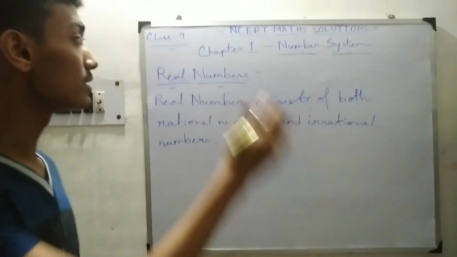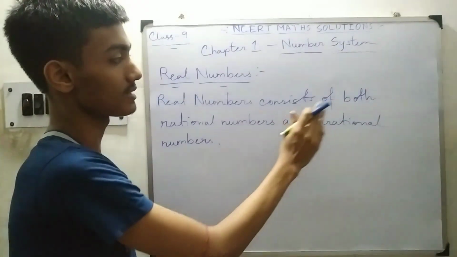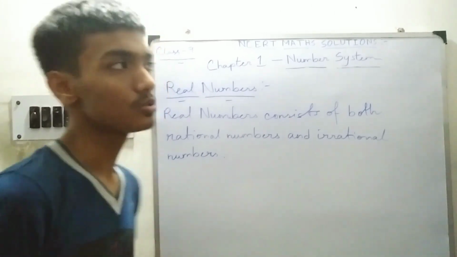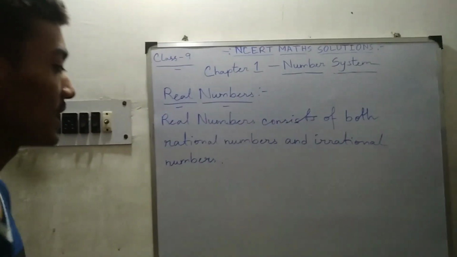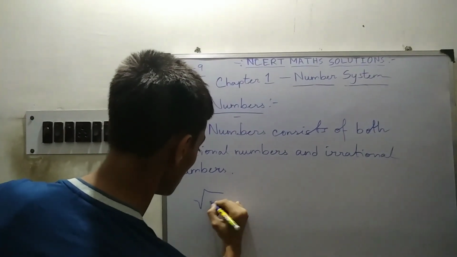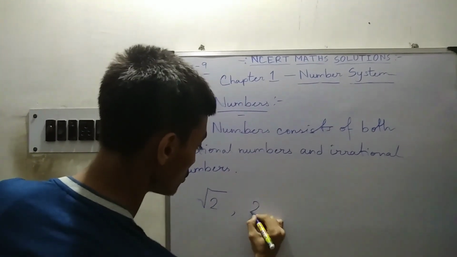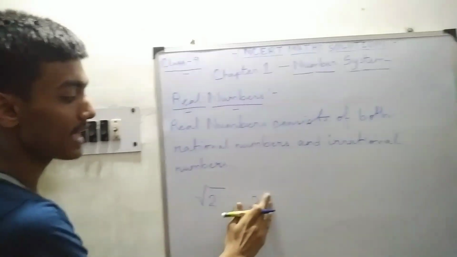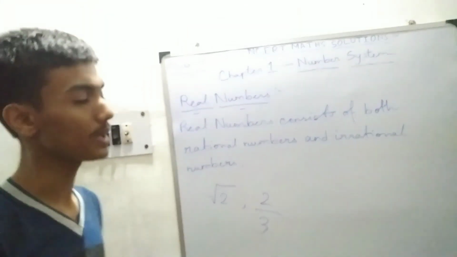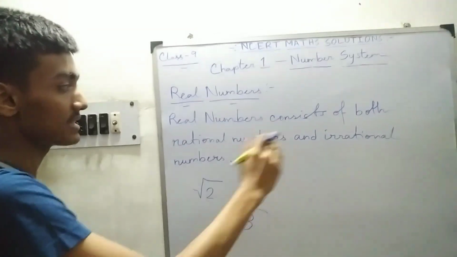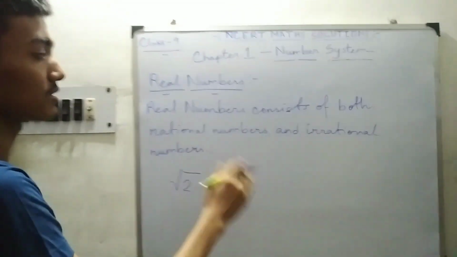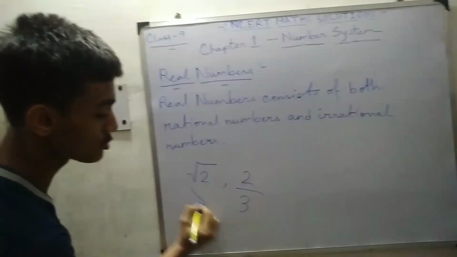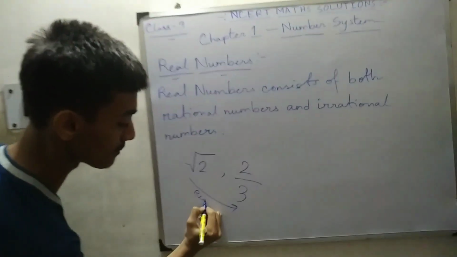Now, what are real numbers? Real numbers consist of both rational numbers and irrational numbers. So for example, if I take √2 or 2 by 3, here you will say that this is an irrational number and this is a rational number. But as real numbers consist of both rational and irrational numbers, therefore these two numbers are real numbers.